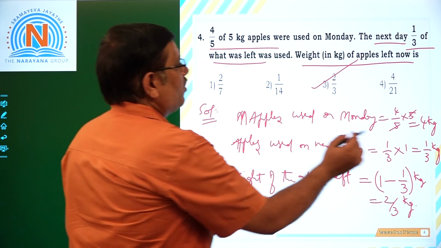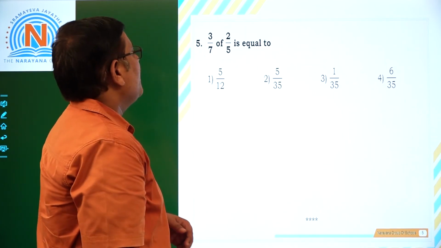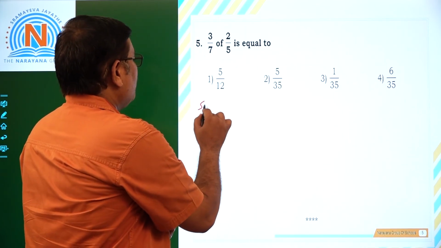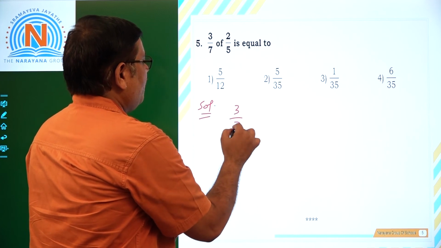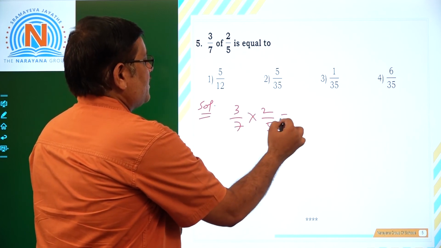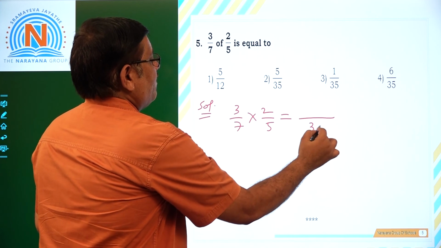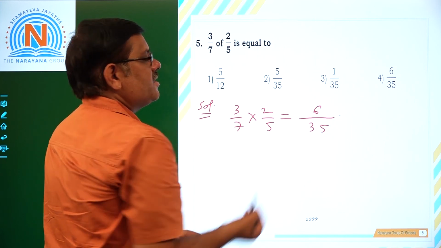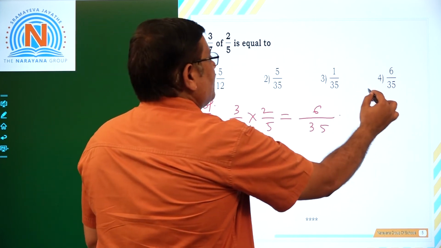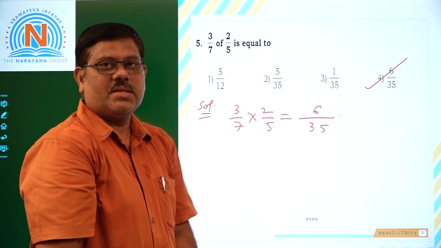Okay. Now we will move to the next question. 3 by 7 of 2 by 5. That is nothing but 5 sevens are 35, 3 twos are 6. 6 by 35. 6 by 35 is nothing but the fourth option. So that is the right answer.